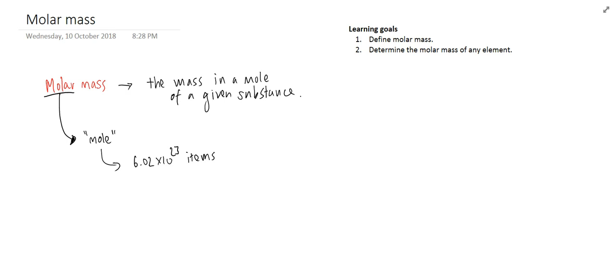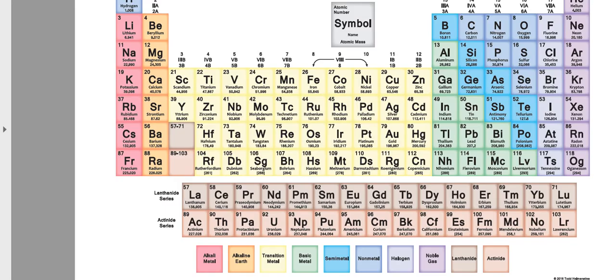Okay, so let's determine the molar mass for some elements. Just for an example, we have magnesium, nitrogen, and lead as our examples. So we want to work out how much a mole of these substances weighs. Well, it's very simple. We just go to the periodic table and we locate these elements here.